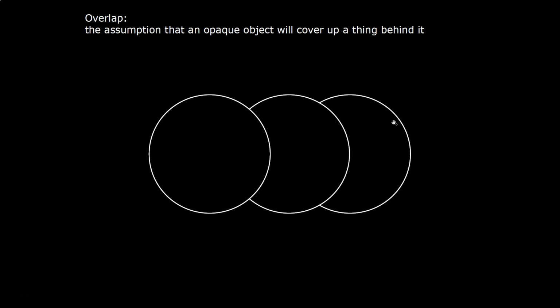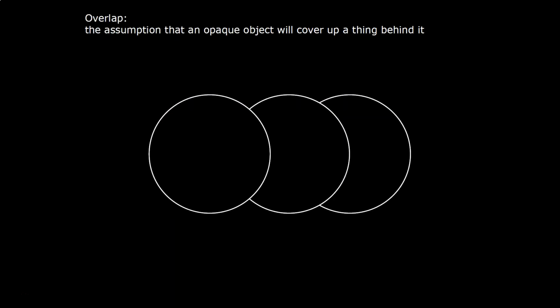So overlap, this is just the assumption that an opaque object, something that's not see-through, will cover up a thing that is behind it. When we compress down to 2 dimensions and we're just using line, it gets a little bit vague. So the easy assumption here is that this is either like 3 basketballs, one behind the other, or there's like 3 discs, one on top of the other.